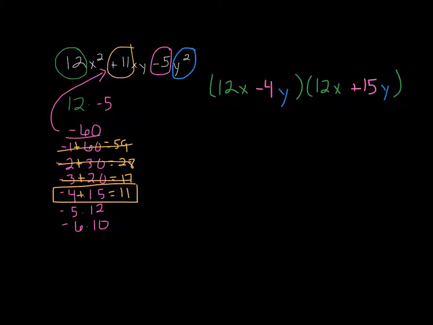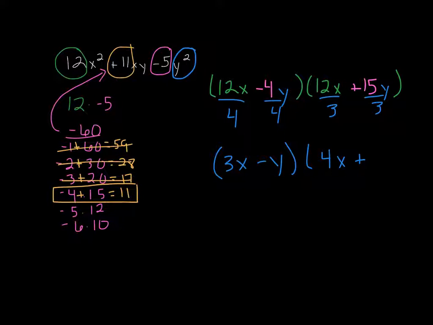Now we need to look for the extra 12 we can throw out. In this first group, we can divide both of these by 4, and in the second group, we can divide both of these by 3. 4 times 3 is 12, so that is our extra 12 to throw out. So we have 3x minus y, and we have 4x plus 5y.